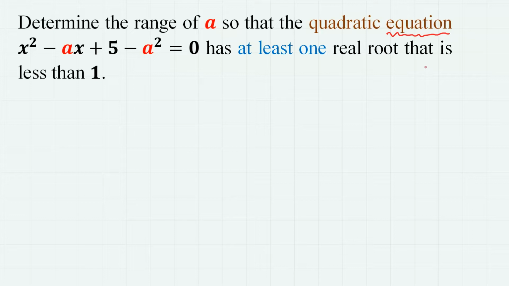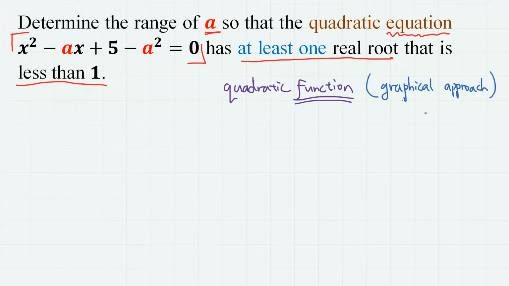So the problem says, determine the range of a so that this quadratic equation, x squared minus ax plus 5 minus a squared equals 0, has at least one real root that is less than 1. If you actually try to solve this problem without using the graph of the quadratic function, say using the quadratic formula, you will find that the process is quite lengthy and tedious. So we are going to use the graphical approach.